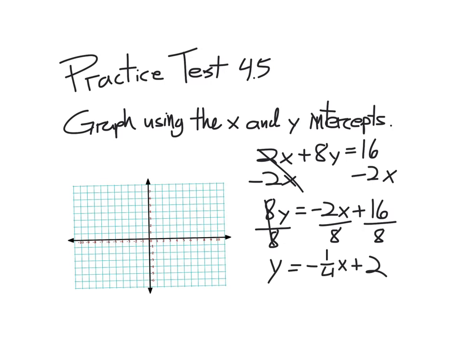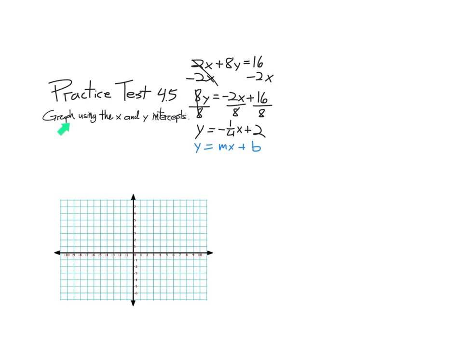Now this equation is in slope-intercept form because it follows the format y equals mx plus b. My directions tell me to graph using the x and the y intercepts. An equation in slope-intercept form does have one of the intercepts. B is the y-intercept. So my y-intercept is 0, 2.